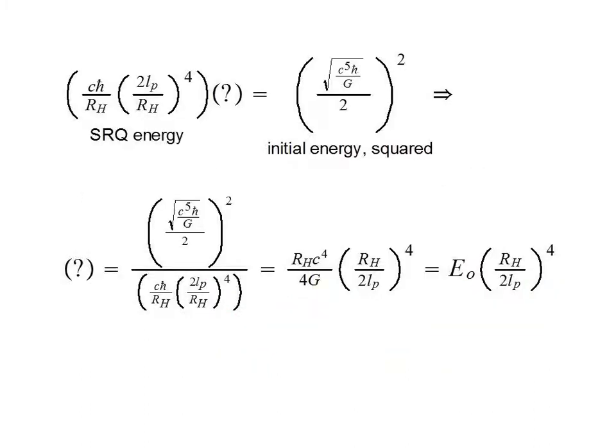And as a review, as we did in the geometric mean expansion of space paper, we use the geometric mean equation, and taking the smallest energy, the small radius quantum energy, multiplying it by what we'll say is the largest energy, to get the initial energy squared. And when we solve for this, we get the energy of the observable universe times this factor, r sub h over 2 LP to the fourth power.